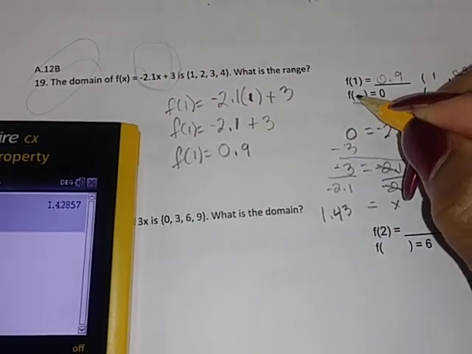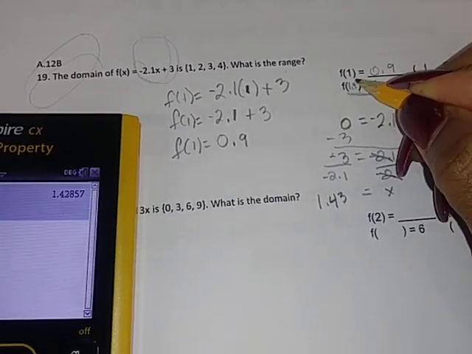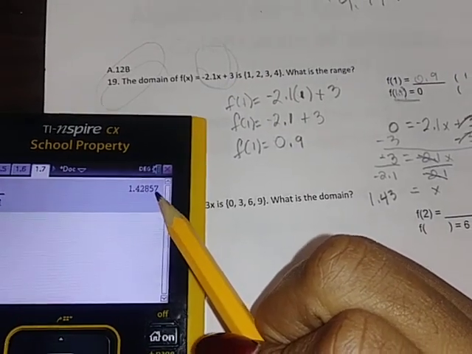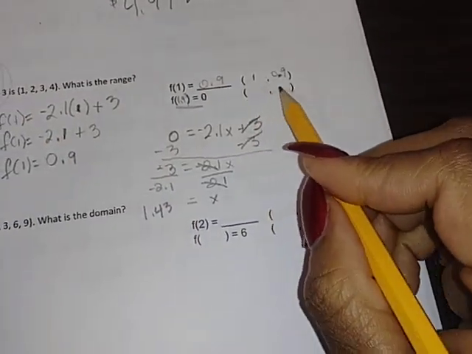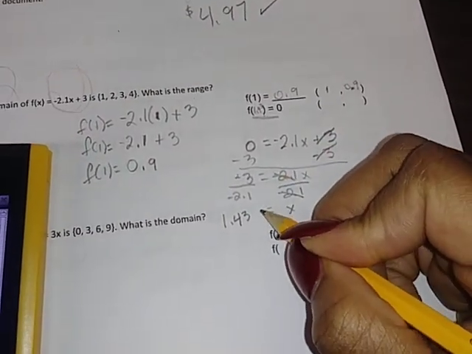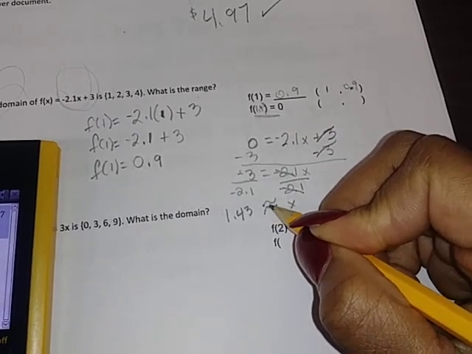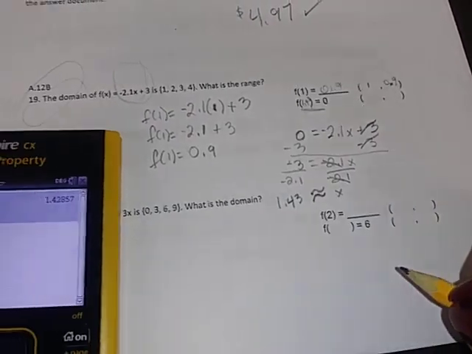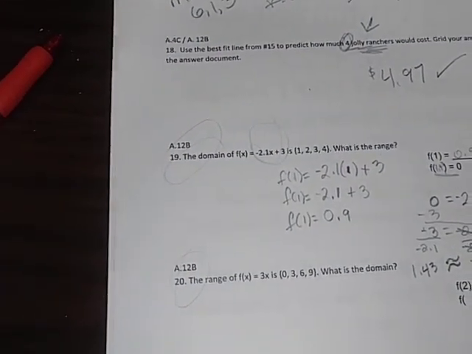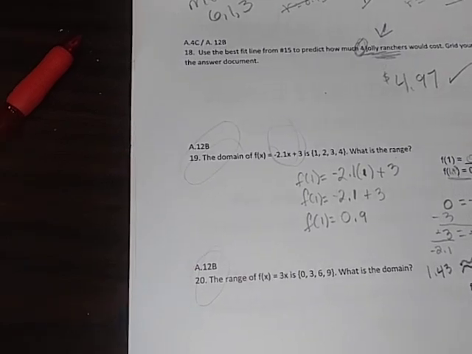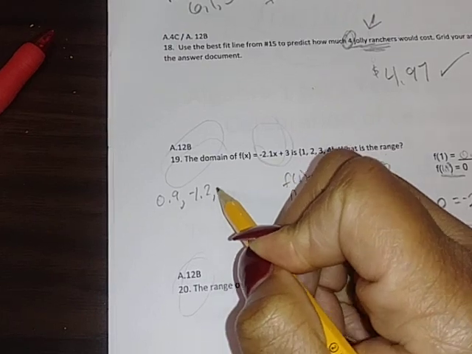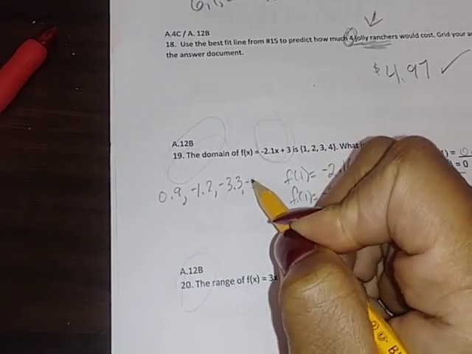So I would write 1.43 there, approximately, or all of that, 1.42857, and then write that as an ordered pair. And just let me know that you rounded, because this is approximately. Means I rounded. Okay, so let's not forget to write the entire answer for this problem. 0.9, comma, -1.2, comma, -3.3, comma, -5.4.